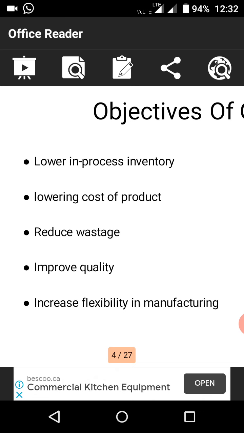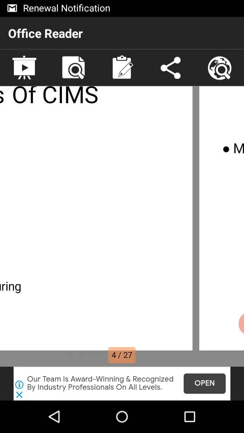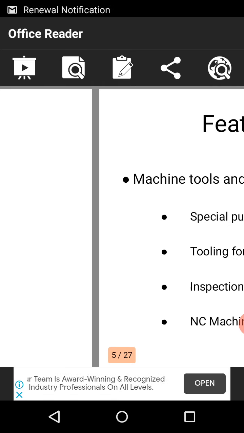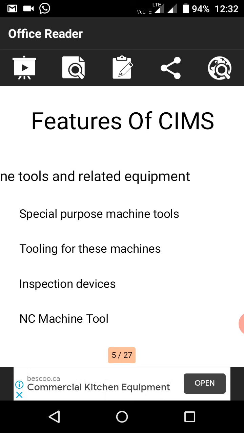Next, increasing flexibility in manufacturing changes. In that, there should be production changes, process changes, equipment changes, and changes in personnel. So these all come under objectives. Next one is features of SIM. Different features of SIM are also there. So the objectives of SIM and the features of SIM are different. In objectives of SIM, we have studied low cost, maintenance, no wastage, and improved quality, product and process changes, all those things.